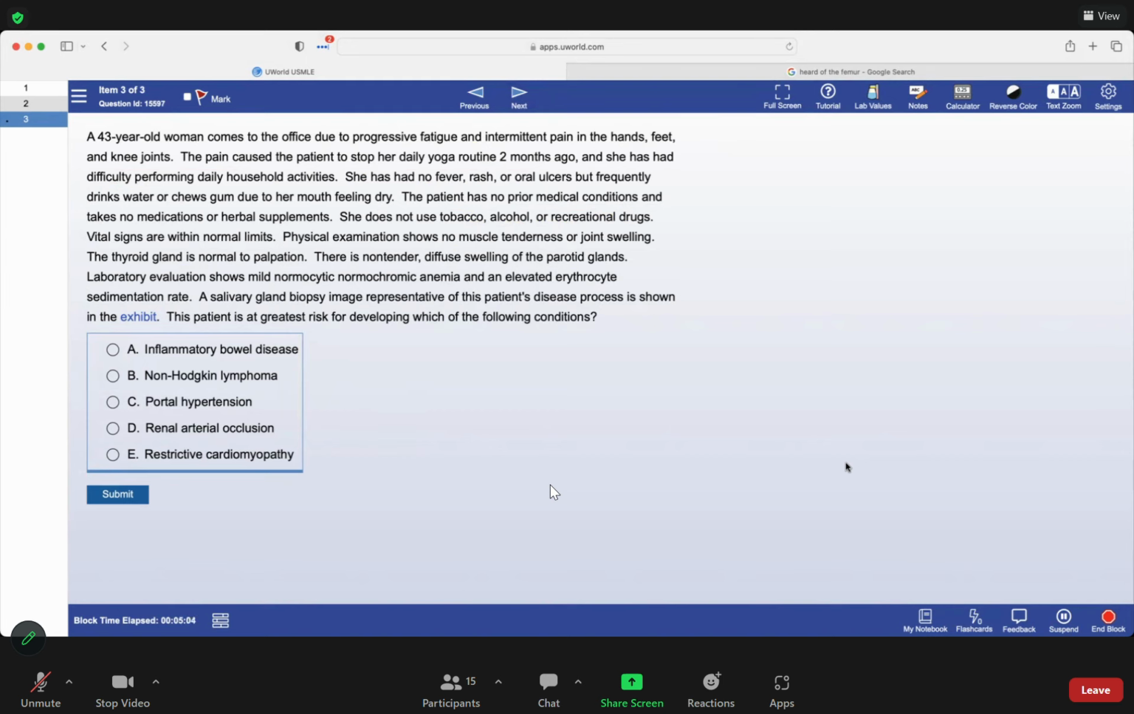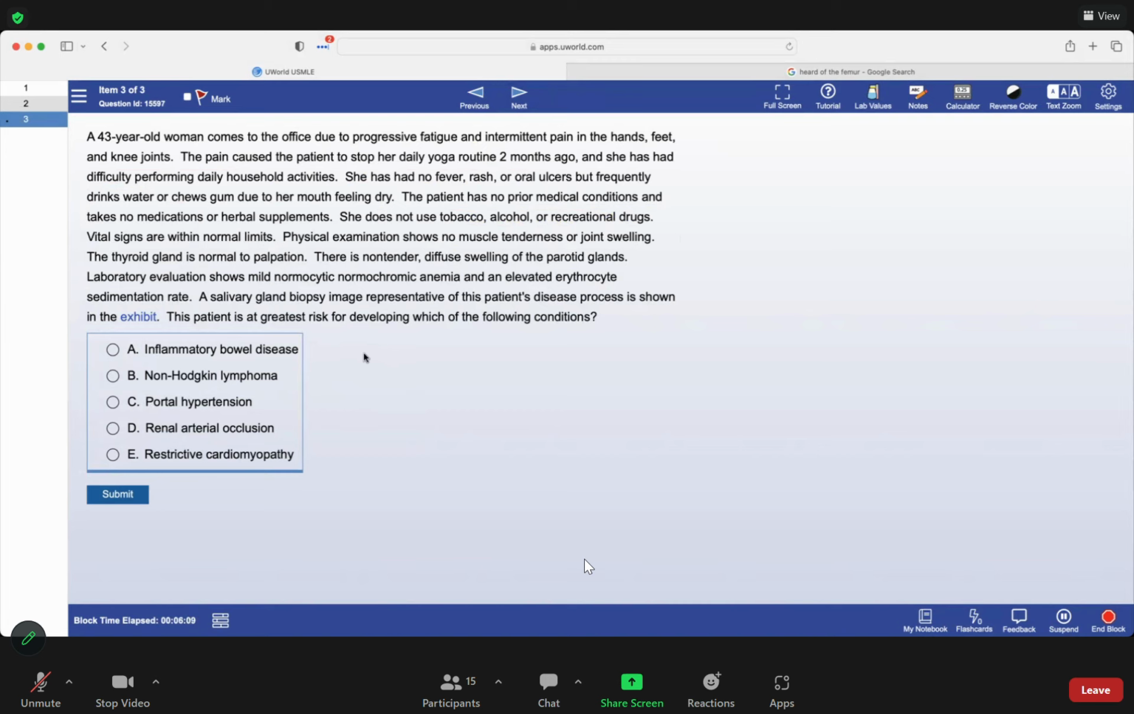The biopsy won't help you guys, okay? But then the word itself tells you the answer. So when you read this question, the diagnosis should be Sjogren's syndrome.